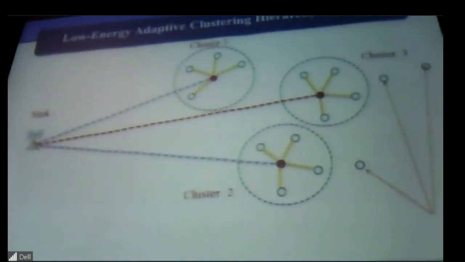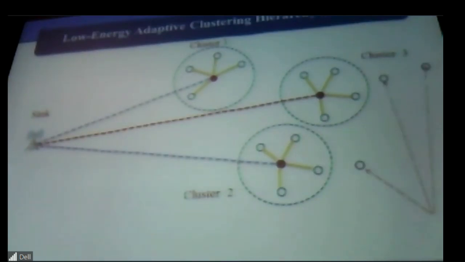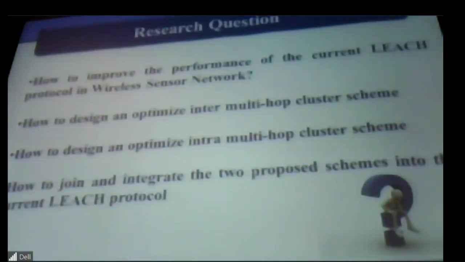Another problem is the hotspot problem. There is another node that comes after the cluster head. How do we communicate this node with our sink? To solve this problem, we communicate this node with another node, and after that we communicate it with our cluster head.